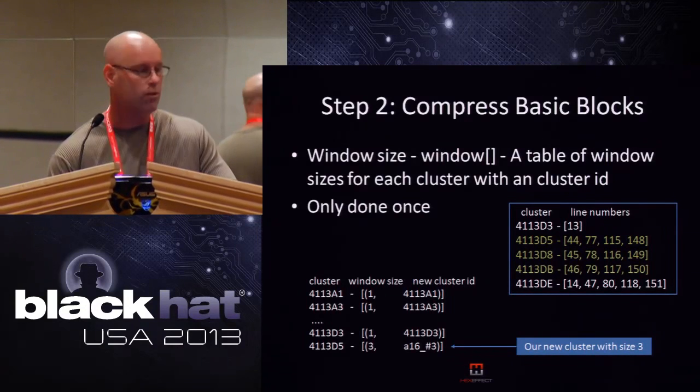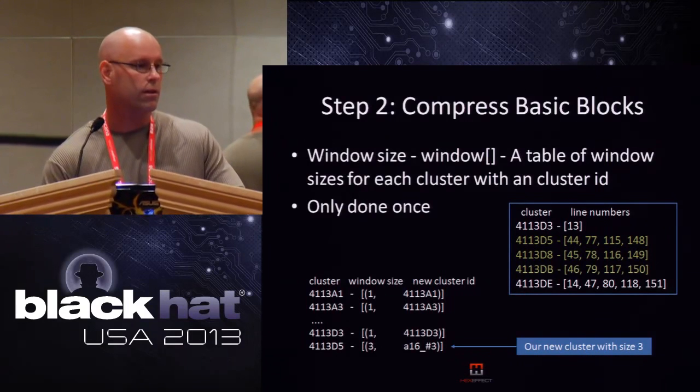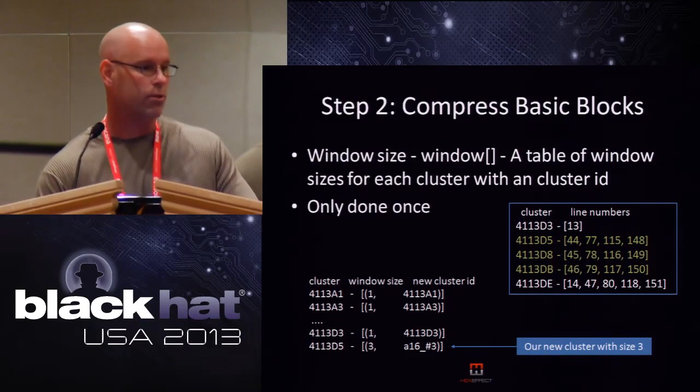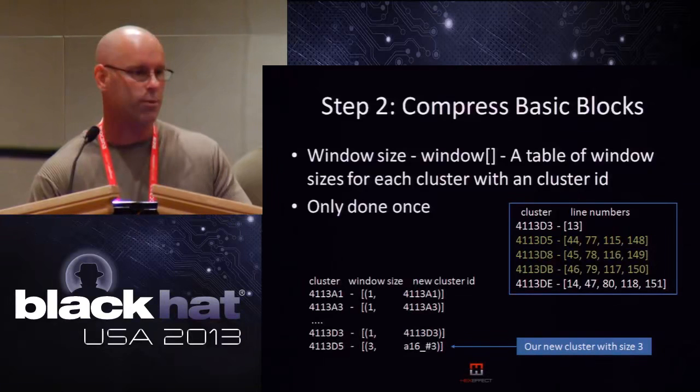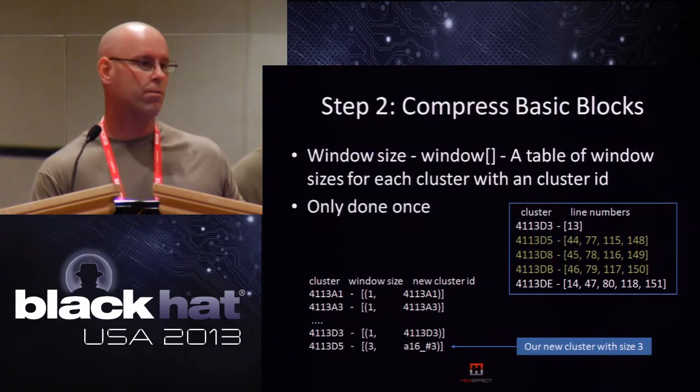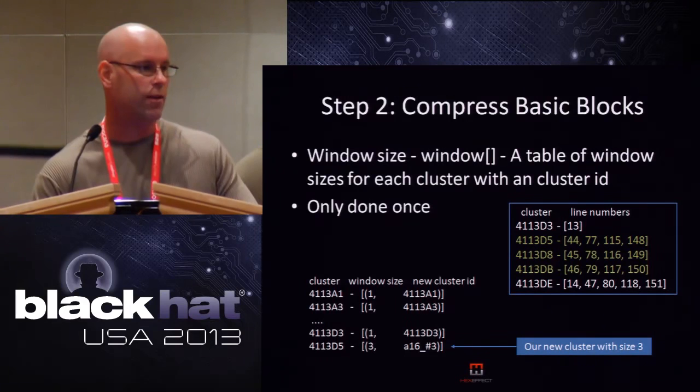So A16 underscore pound 3 is saying that, for round 1A, this is the 16th cluster, because this is actually a real example, so I just copied and pasted. And it has 3 instructions in it, right? So that's the very first pass, this compressing of basic blocks to get it faster, right?